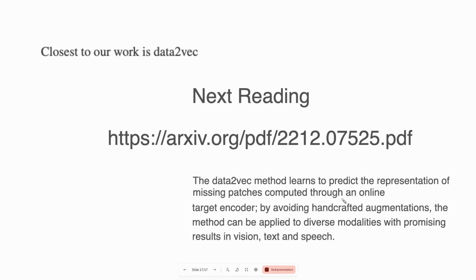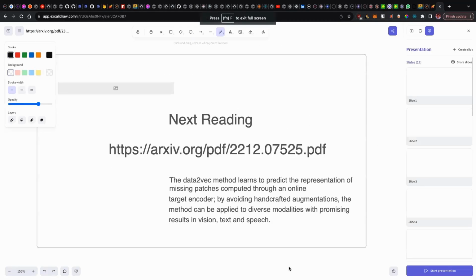And they also mentioned that the data2vec paper avoids augmentations, and therefore they are able to apply it to more modalities. They're able to apply the data2vec architecture on vision, text, and speech, and get good results. So that's my final slide. I hope that was a good review. Any thoughts, questions?